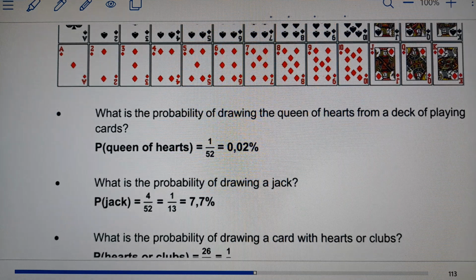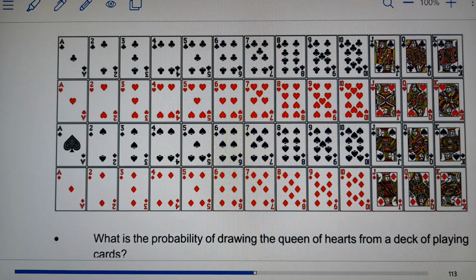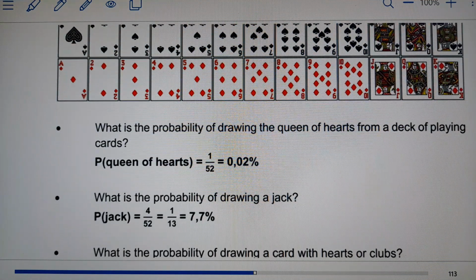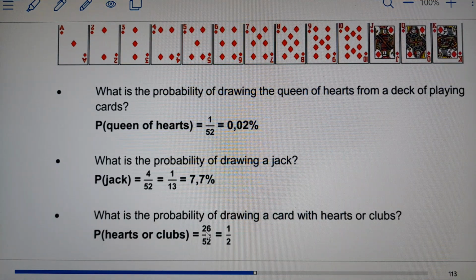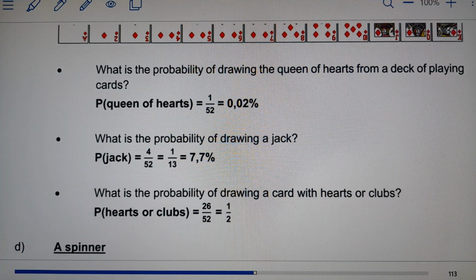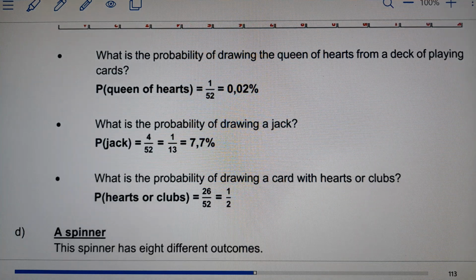And let's look at the next question. What is the probability of drawing a card with hearts or clubs? Okay, so hearts or clubs. We have 13 hearts, we have 13 clubs. So it's going to be 26, okay? And the total number of cards is 52. So we're going to have 26 over 52, and we have 1 over 2, a 50% chance. So it's uncertain.